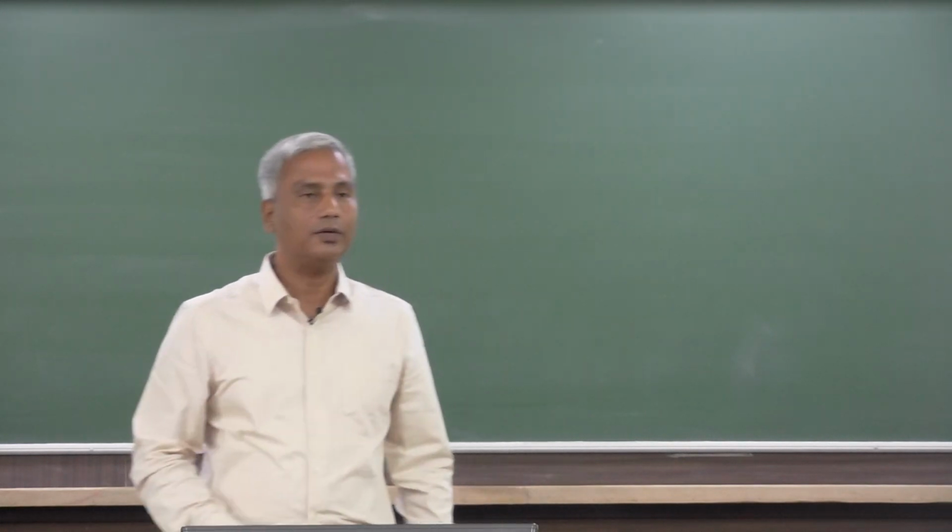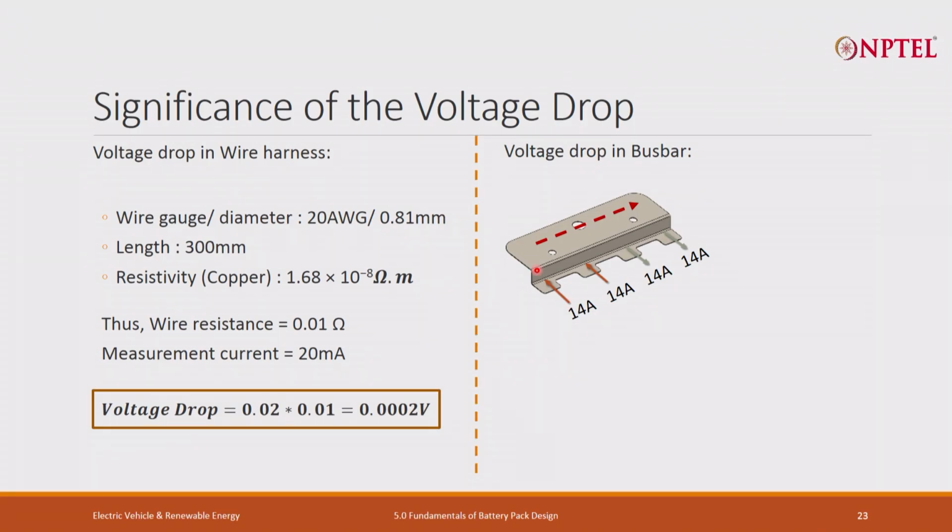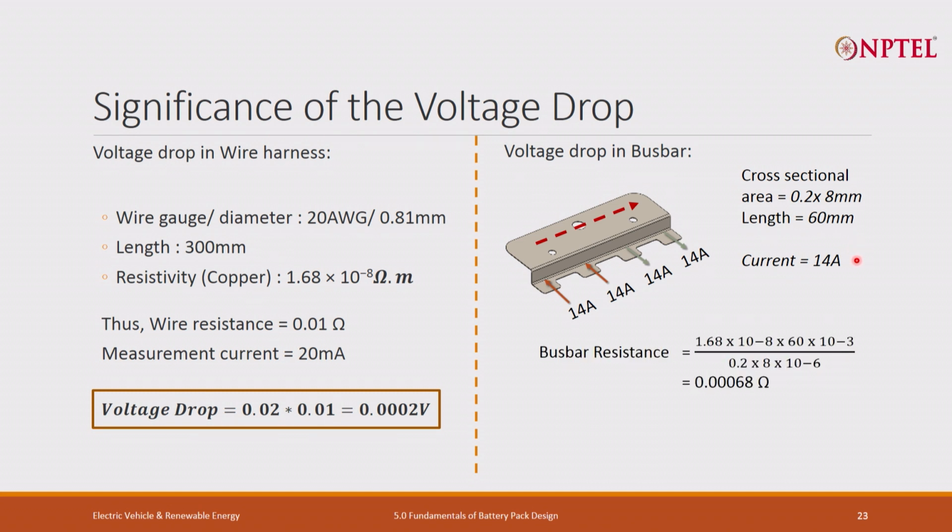Now take a conductor carrying path, the bus bar. We have 14 ampere going, so total 28 ampere going and 28 ampere coming down here. The cross sectional area is 0.2 into 8 mm, length is 16 mm, current 14 ampere, which is what I have taken for a single cell. Now, the wire resistance is 0.01 ohm here, and here my bus bar resistance is 0.00068 ohm. However, my current here is 20 milliampere, and here it is 14 ampere.